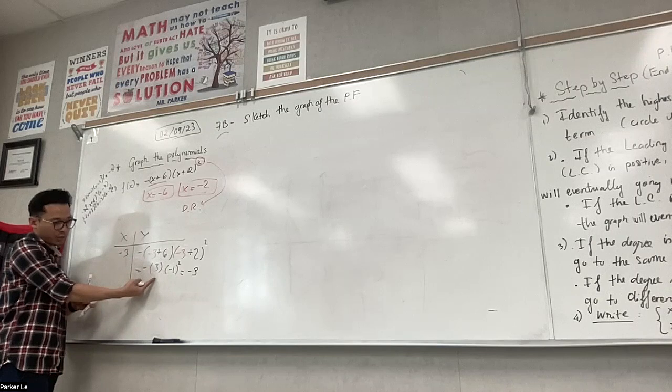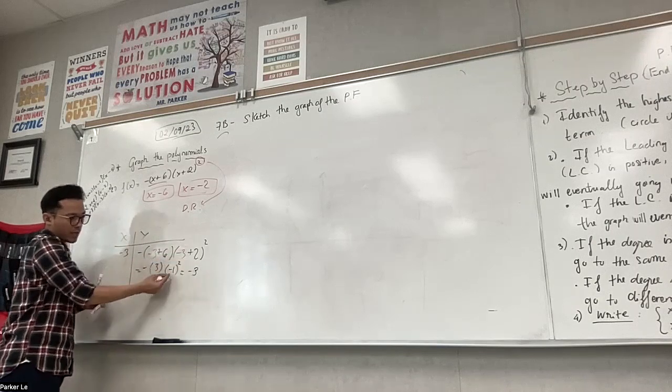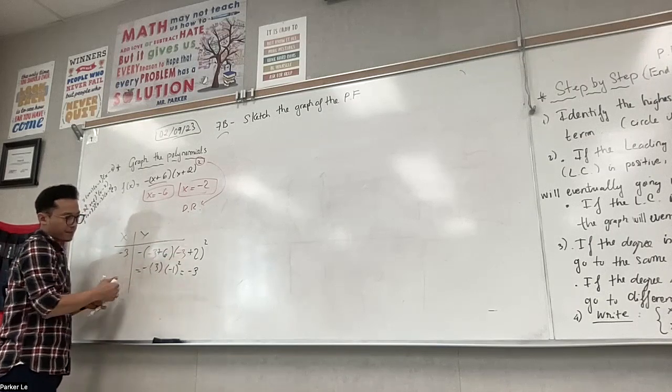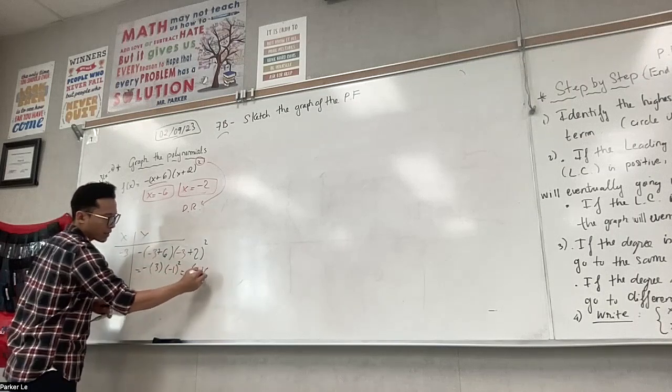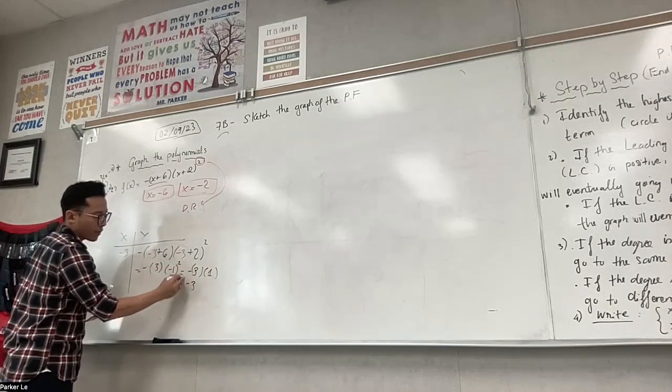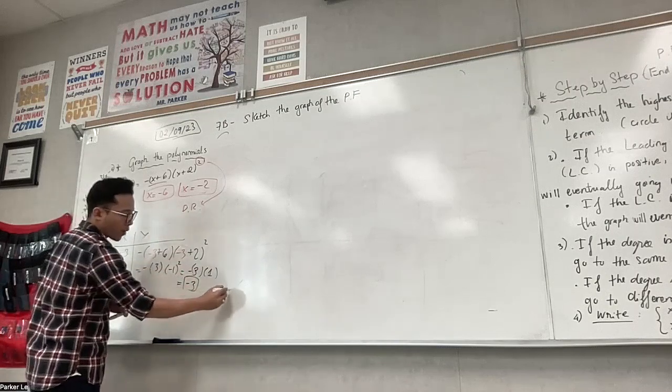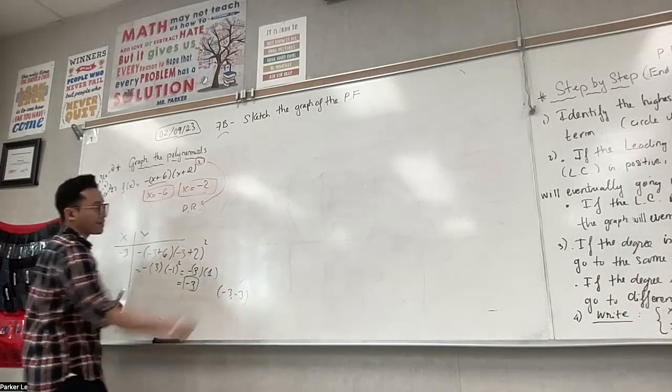-3 plus 6 is 3. -3 plus 2 is -1. -1 squared is 1. If you want, you can do one more. It is equal to the term, 1, and that is how. So the point is -3 and 3.